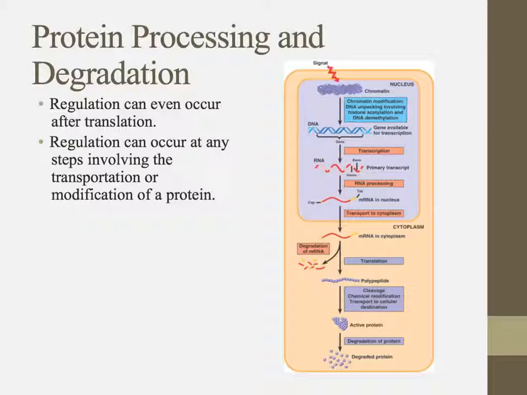Even after translation occurs, regulation can still happen. So we're going to look into protein processing and degradation right here, which is the last one if you look at the image on the right. We're at the very end of 15.2 here. Regulation can occur at any step involving transportation or modification of a protein.